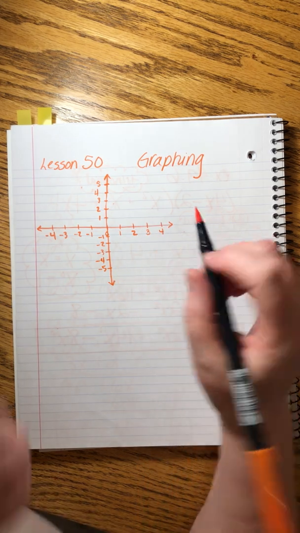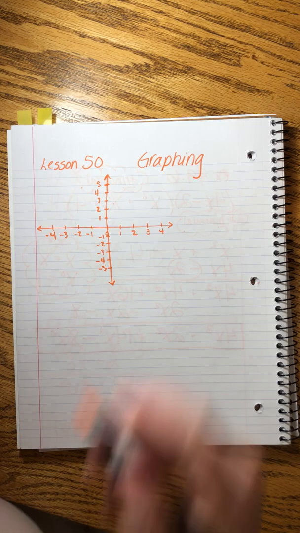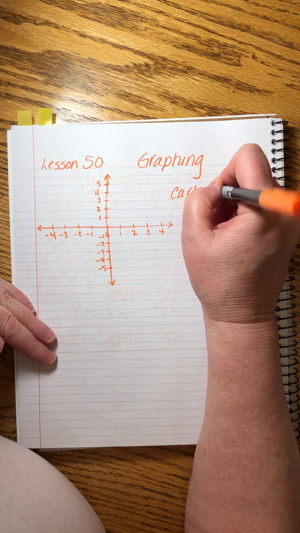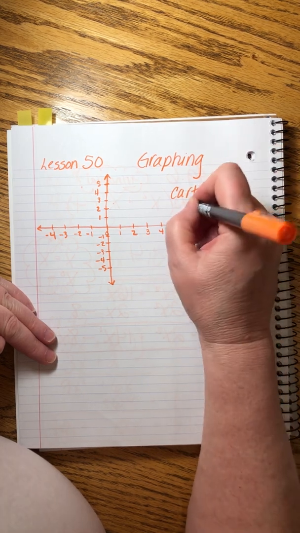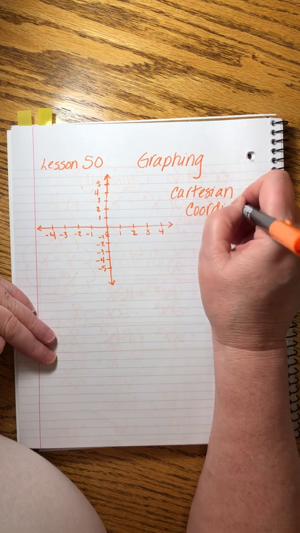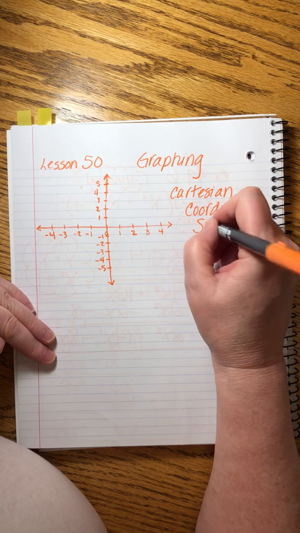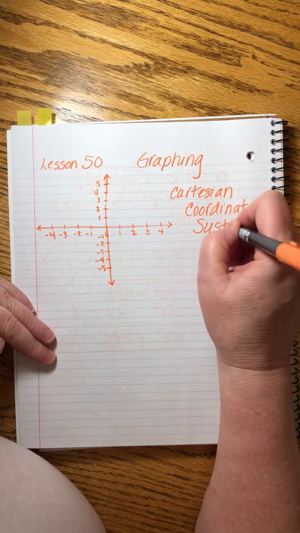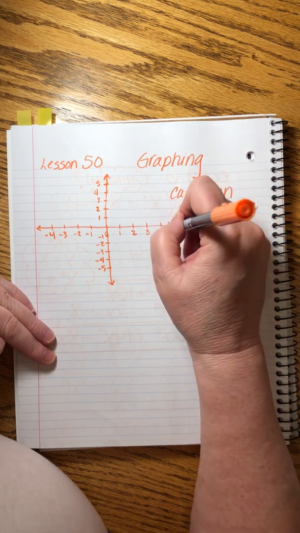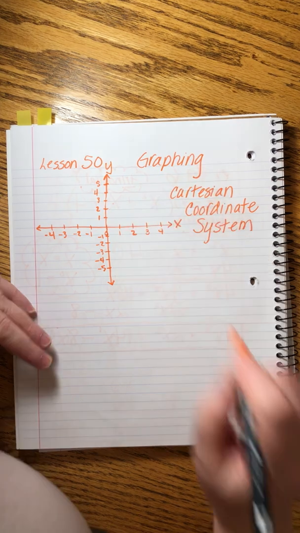This is called a Cartesian coordinate system. That's the fancy name for this kind of graph. Oh, I want to tell you this. We call this an axis. We call this one the x-axis, and we call this one the y-axis.